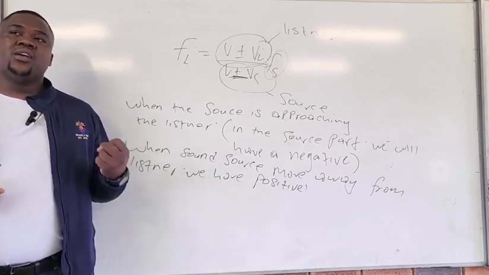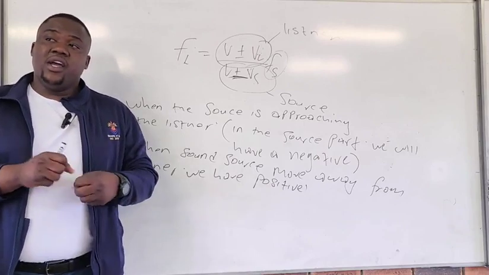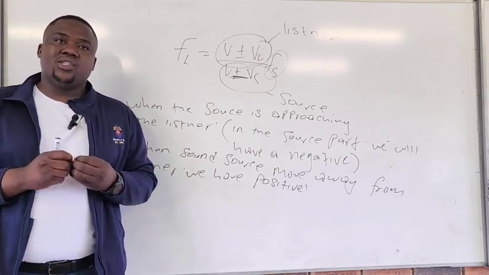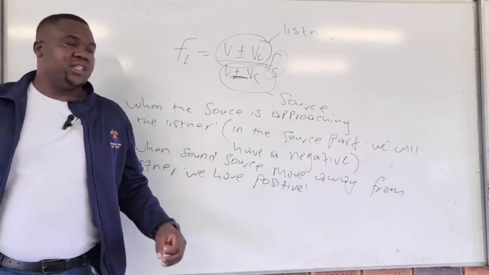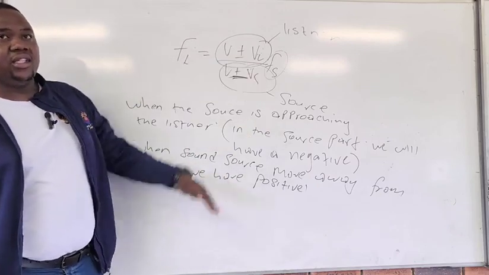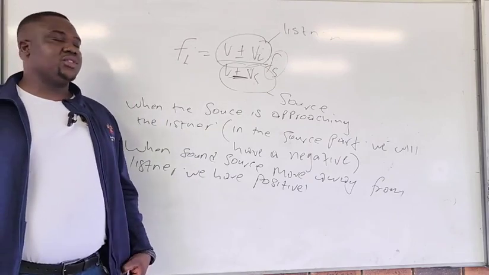I've already told you that when the sound source moves closer, in the source we are going to have a what? A negative. When the sound source moves away, in the sound source we are going to have a what? A positive. In the denominator, where we substitute the information of the source.